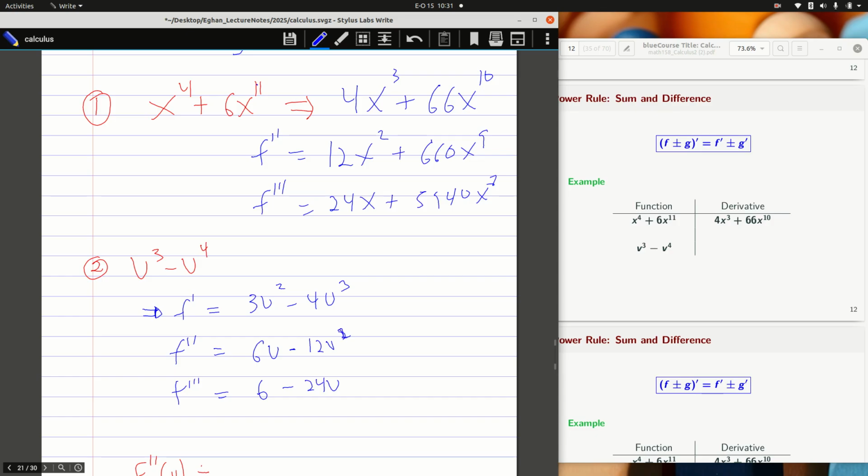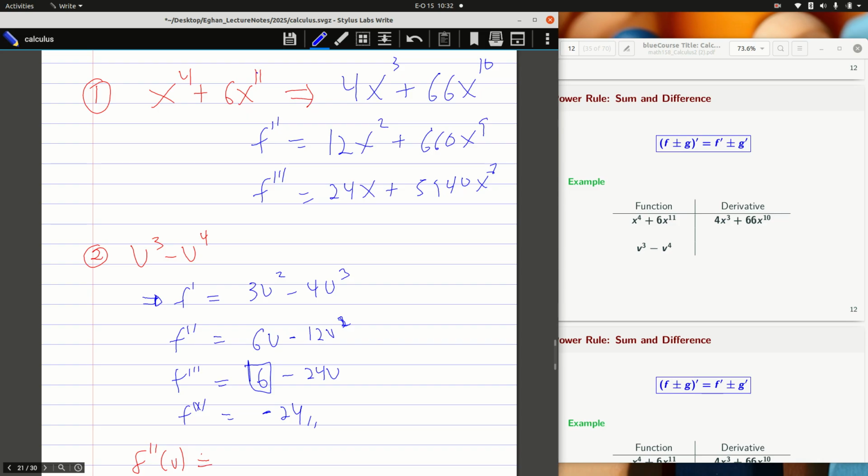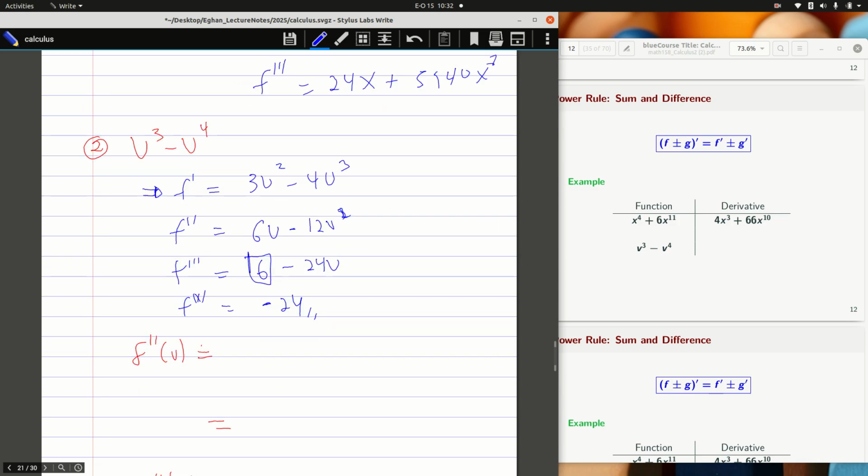Let's take the fourth derivative. I should get negative 24 because the derivative of the constant 6 is 0. And I can go on to find a fifth derivative, which will give me 0. And so that's how the sum and difference rule is applied using the power rule. The last example.